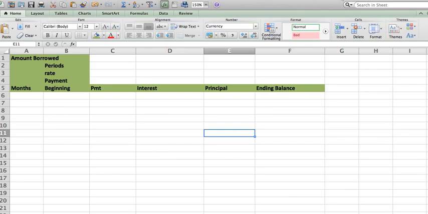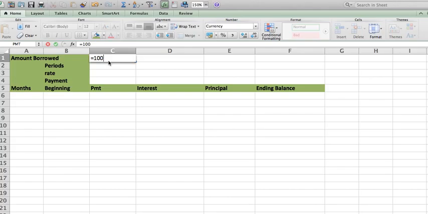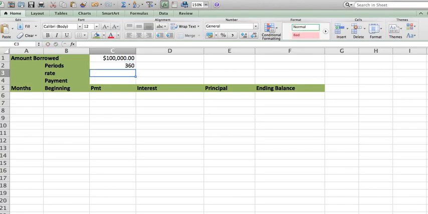Today I'm going to show you how to build an amortization table in Excel from scratch. So let's do it. I have the amount borrowed, which in this case is going to be $100,000. The periods are going to be the following. Let's say that this is 30 years, but I want to do this monthly. So I'm going to multiply this by 12 because you have 360 periods.